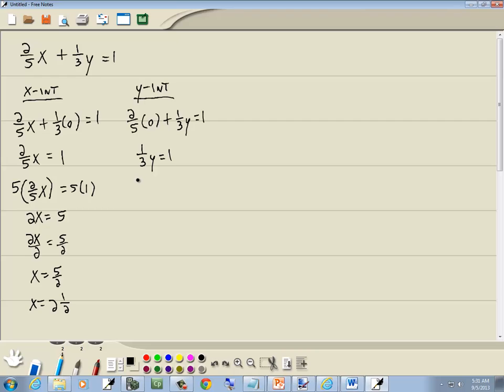Second step, get rid of fractions. Multiply everything by the LCM of all your denominators. We only have one denominator, the 3, so that is our LCM. So multiply 1/3 y by 3, and we'll multiply 1 by 3. Those 3's cancel, and I've got 1y, or y, is equal to 3 times 1, which is 3. And those are our intercepts.